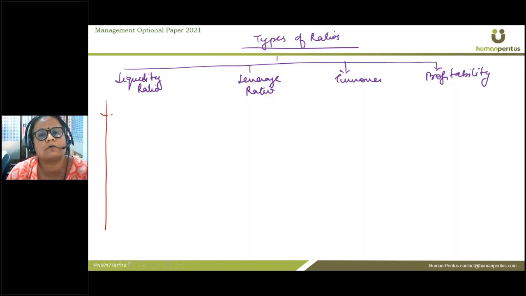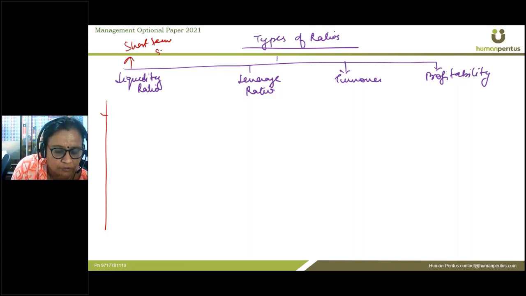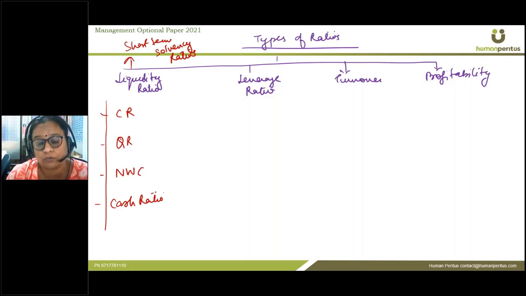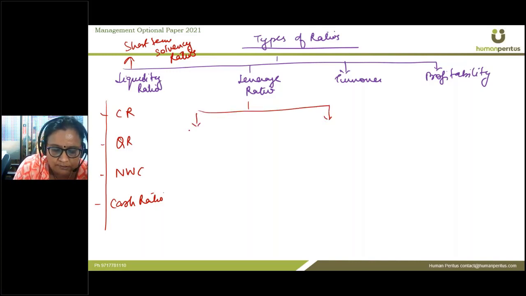If we want to know about the liquidity position or short term solvency, this is also known as short term solvency ratios. So we have our current ratio, then we have quick ratio, then we have our net working capital ratio, then we have cash ratio, right? And if we are talking about leverage ratio, which talks about long-term solvency of the company, it can be divided into two categories. That is, first is capital structure ratio and the coverage ratios.